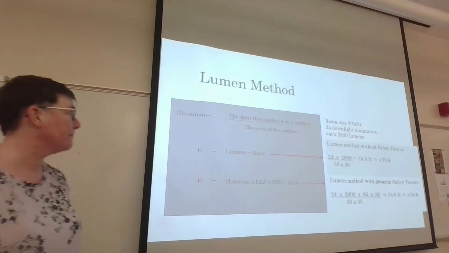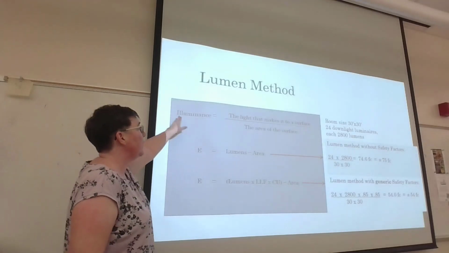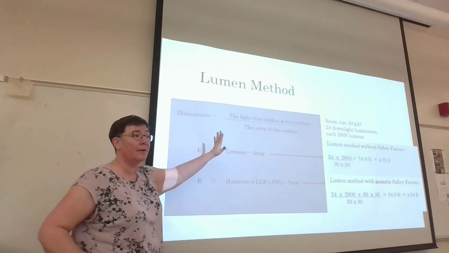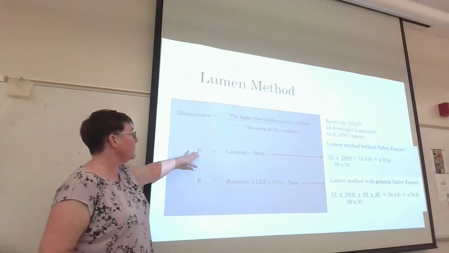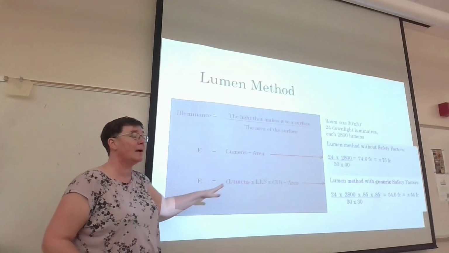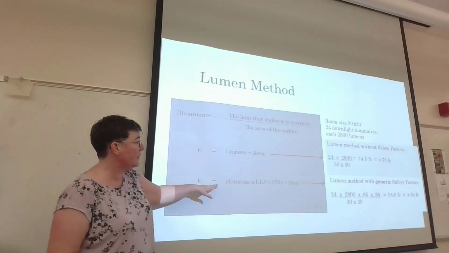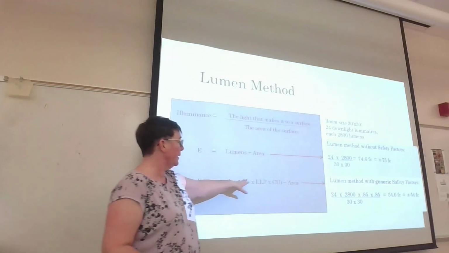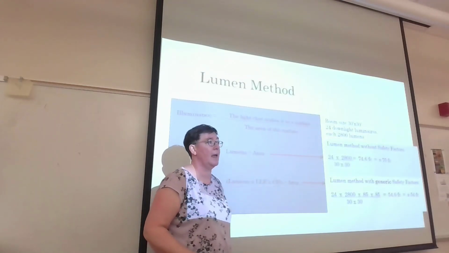Okay, here we go. Here's our equation. Illuminance was the light that actually makes it to your task surface, divided by the area of the surface. All right, we've seen that before, multiple times. Illuminance is lumens divided by area, but we're going to clutter this up a little bit and add in those other factors. So illuminance is lumens times light loss factor times coefficient of utilization divided by area.